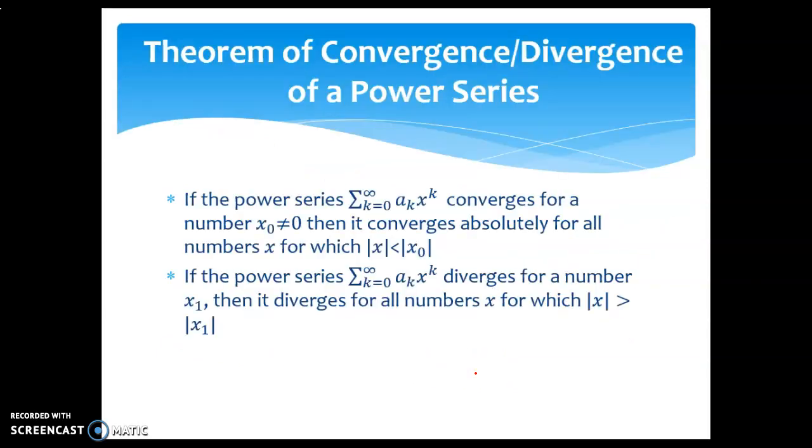So in this theorem here, we want to discuss divergence and convergence of power series. If the power series, sum from k equals 0 to infinity of a_k x raised to the power of k, converges for x equals x_0, then it converges for any number that is less than this. If it diverges for x greater than x_1, then it diverges for any number greater than that.